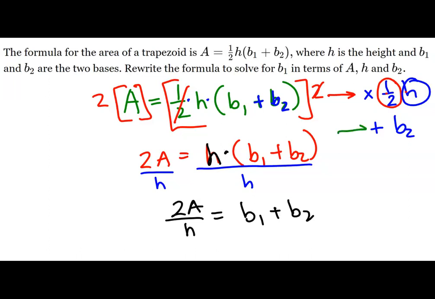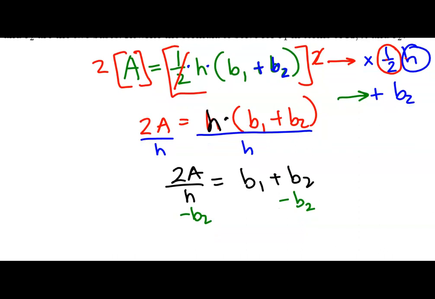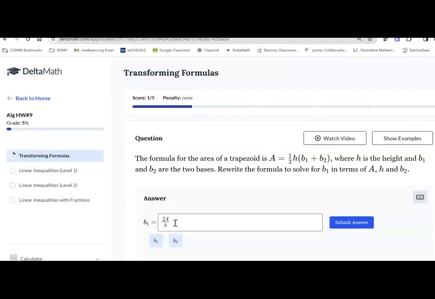The last step is to get rid of adding b2, so I'm going to subtract b2. Notice I don't separate the b and the 2, I simply write it as a single term. So 2a divided by h minus b2 is equal to b1. 2a over h minus b2. Let's type that in our answer box.